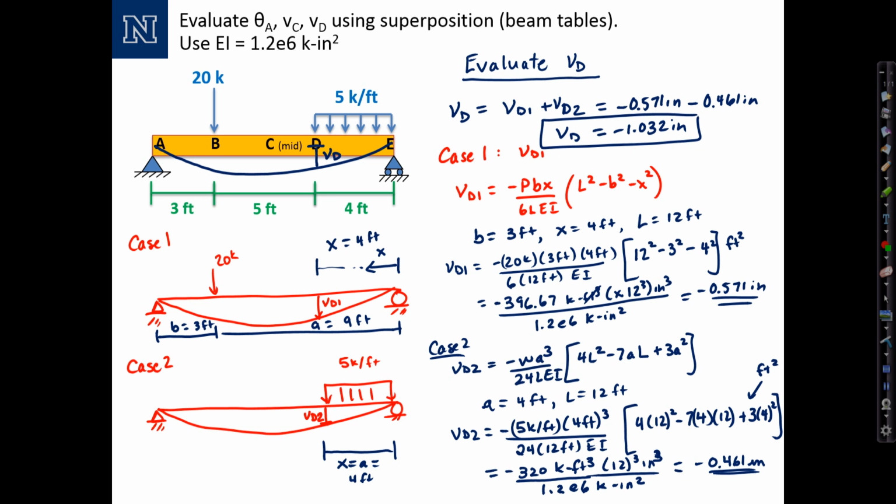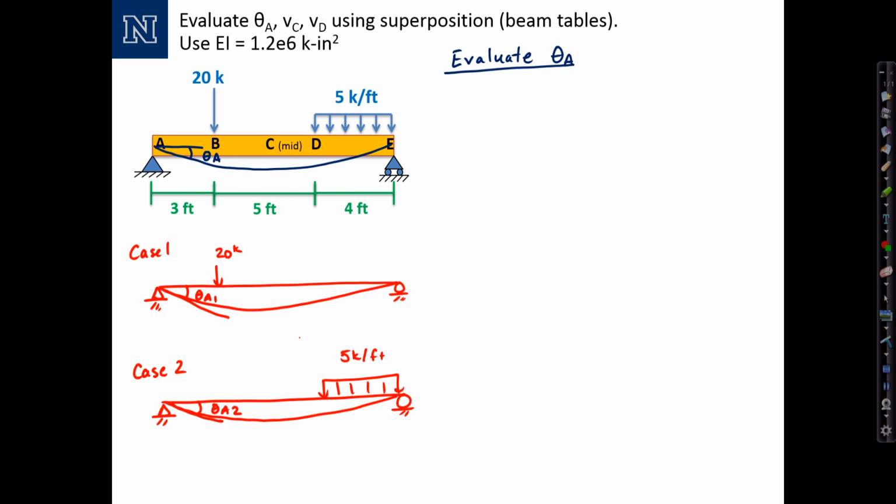Okay? And if you recall, that's similar but a little bit smaller than the answer that we got for VC, which makes sense. Finally, solving for the rotation. Again, the rotation is the same two load cases superposed before, but we're evaluating rotation at A instead of deflection. I can summarize the superposition method as theta A equals theta A1 plus theta A2, and we need to evaluate the rotation due to those two load cases.